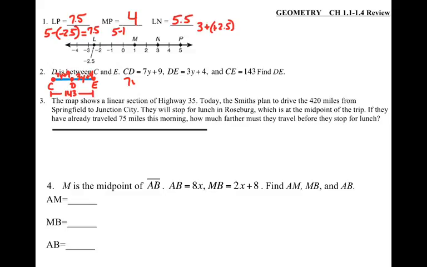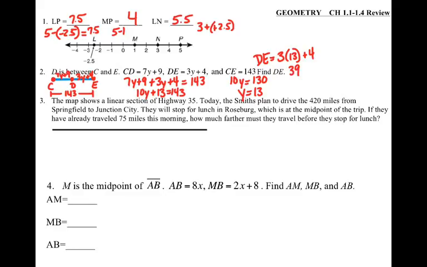So then you're going to say 7y plus 9 plus 3y plus 4 equals the whole thing of 143. And then you just solve the equation. Combine your like terms, bring your 13 over, divide by 10. So after you get y is 13, you got to go back and plug in, because it doesn't say find y, it says find DE. So you plug in the 13 and you get 39 plus 4, which is 43.